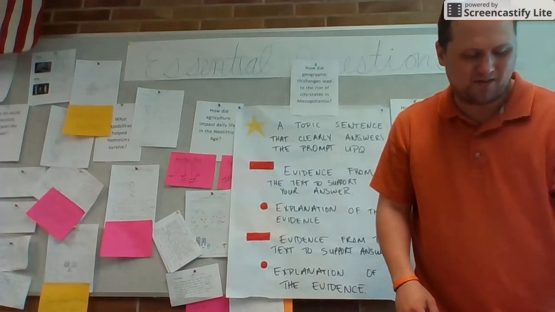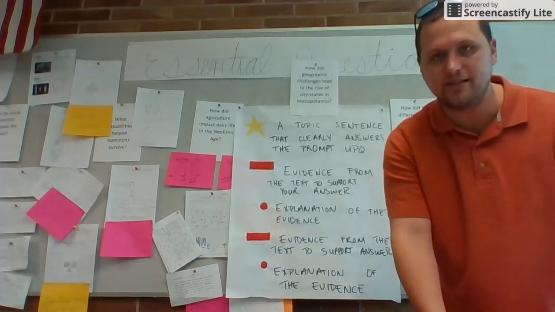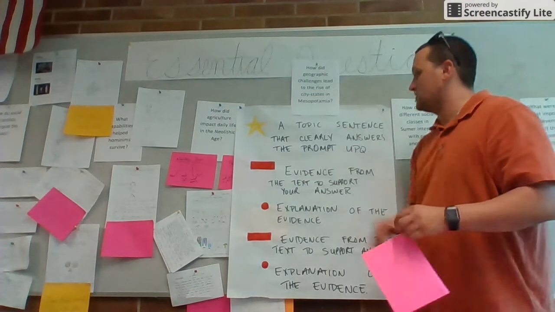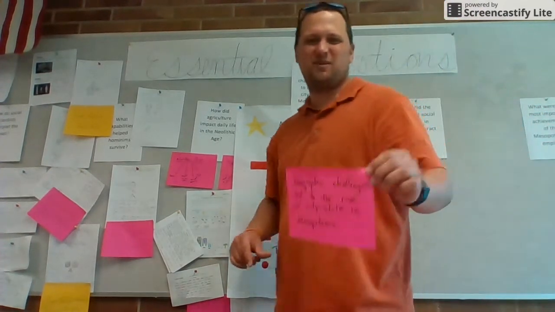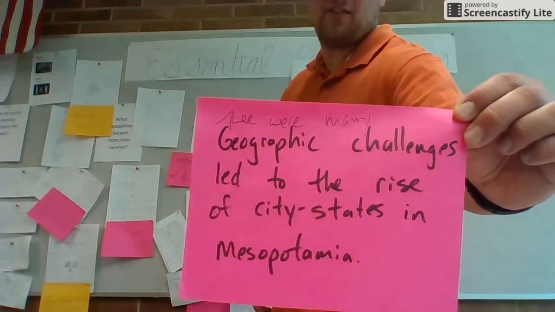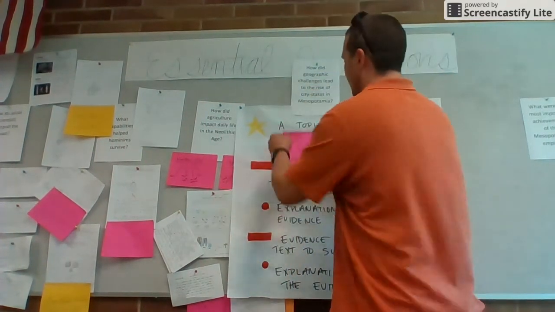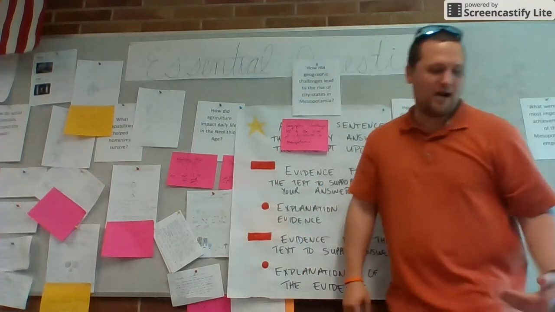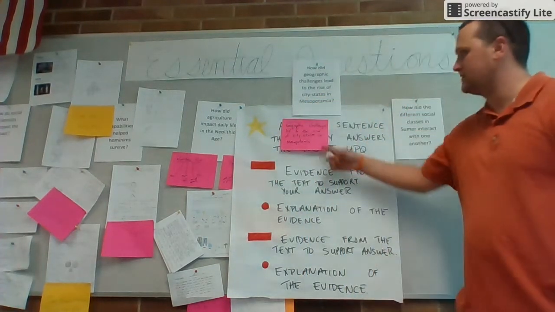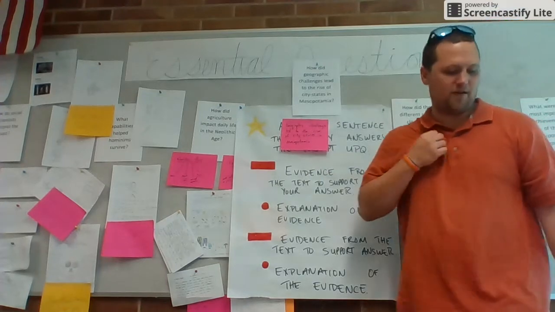So what I did, first of all, I read this section, but I just took that question and restated it as a sentence. What I have is: geographic challenges led to the rise of city-states. Great, so I have this as my topic sentence. Now I need some evidence or an example of some of these geographic challenges.